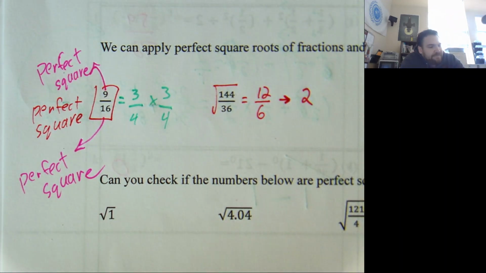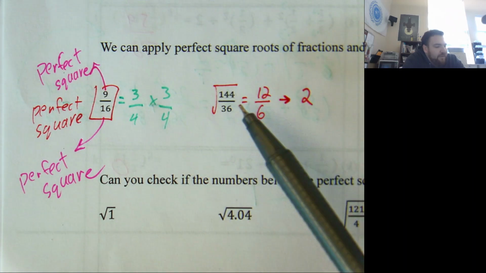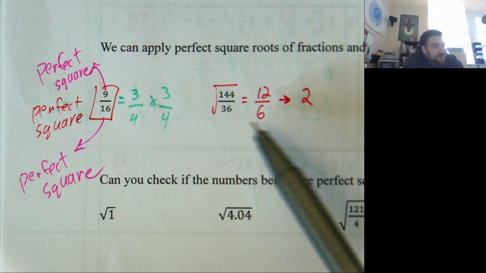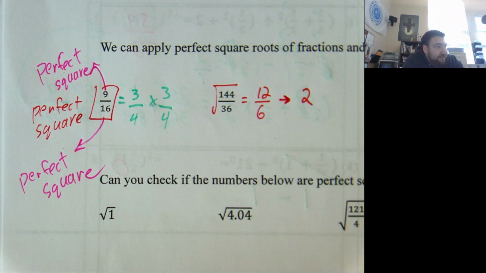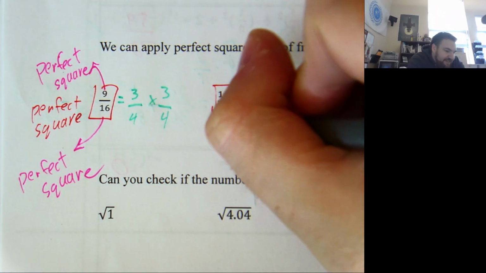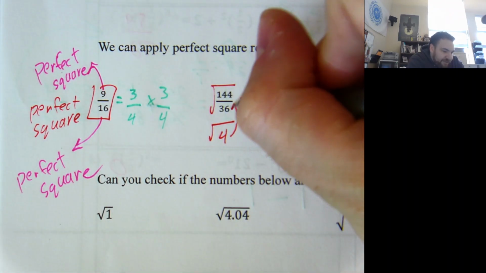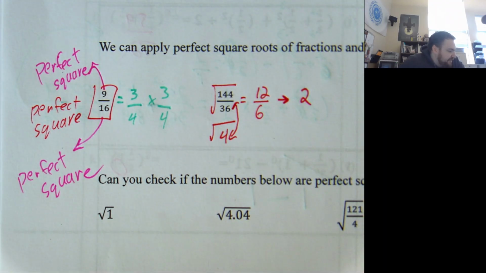That's interesting. If the square root of 144 over 36 is 2, what does 144 over 36 have to be? Not only a perfect square, what perfect square? 4. This is the same as the square root of 4, which means that 144 over 36 must also equal 4. That's interesting. Let's take a look at the next one.